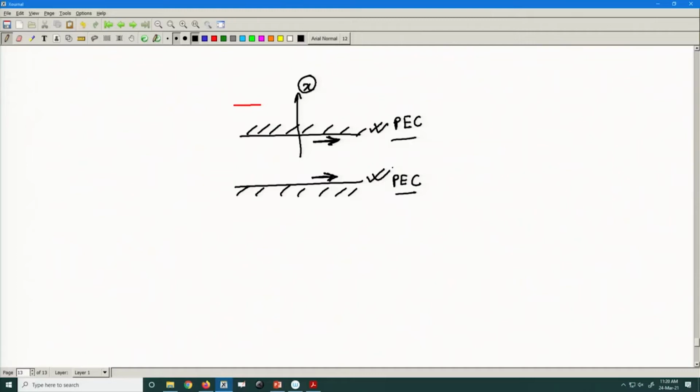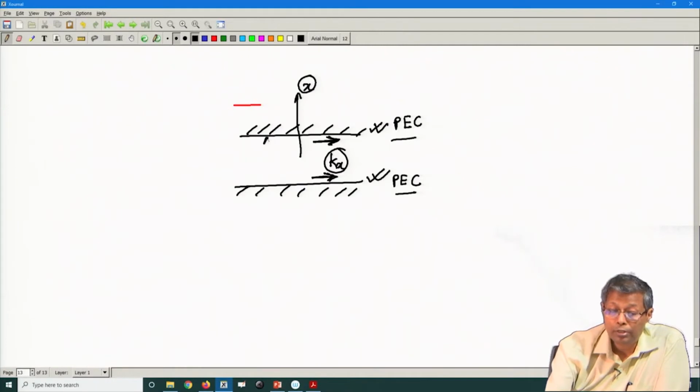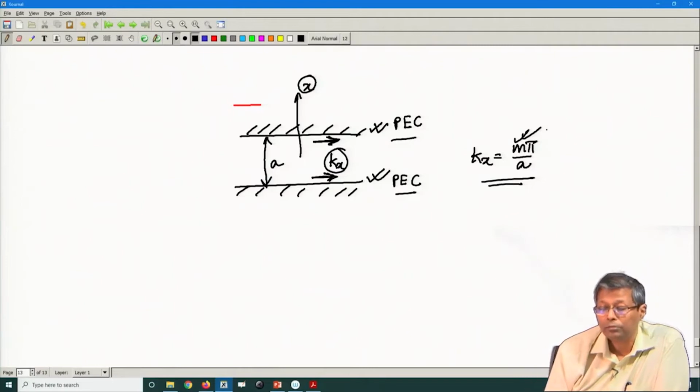Also, the eigen values k x here will be discrete. So, we will come to this when we do the waveguide problem. Okay. So, if this distance is a, the eigen values k x will be given by m pi by a, where m is a discrete integer.